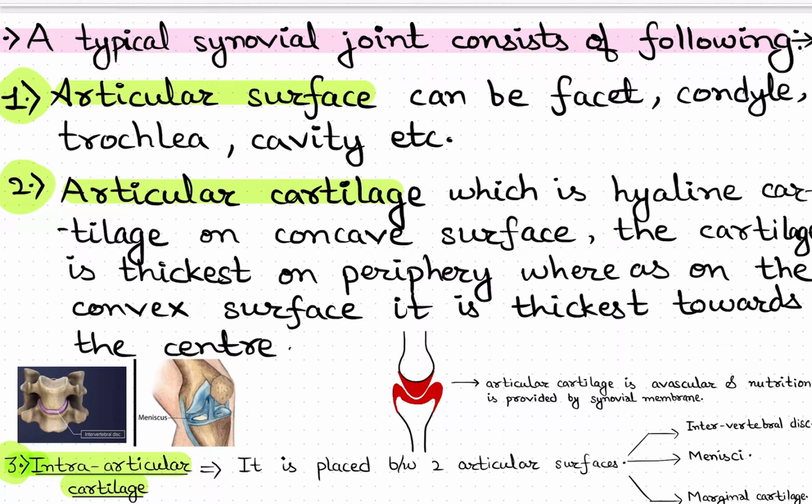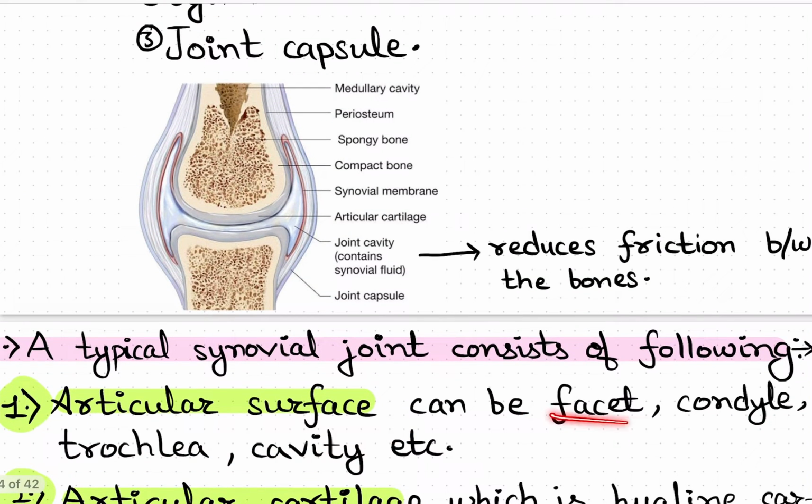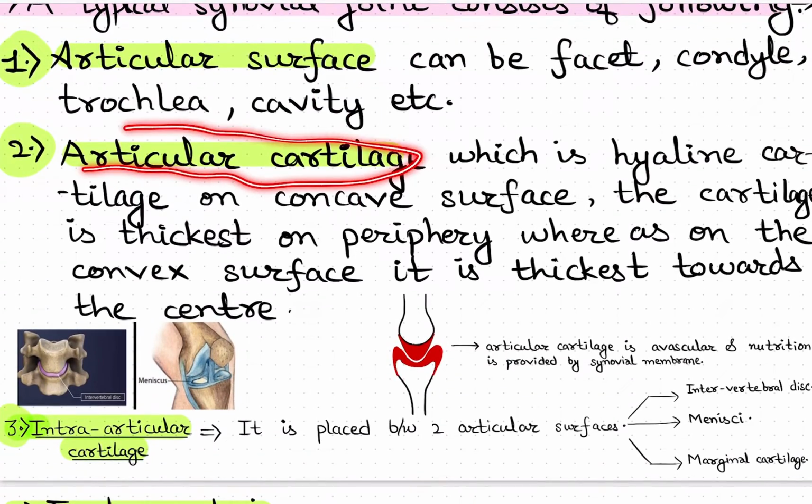Now a typical synovial joint constitutes the following things. First is the articular surface, which can be facet, condyle, trochlea, cavity, etc. We will discuss these things in practical labs. I will make a video inshallah on this particular topic, but in a few days. So you can see this is the articular surface, which can be in the form of facet, condyle, trochlea, cavity, etc.